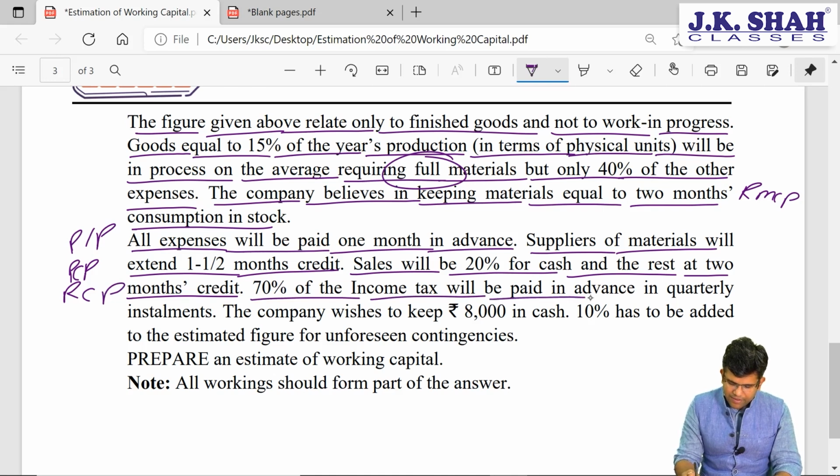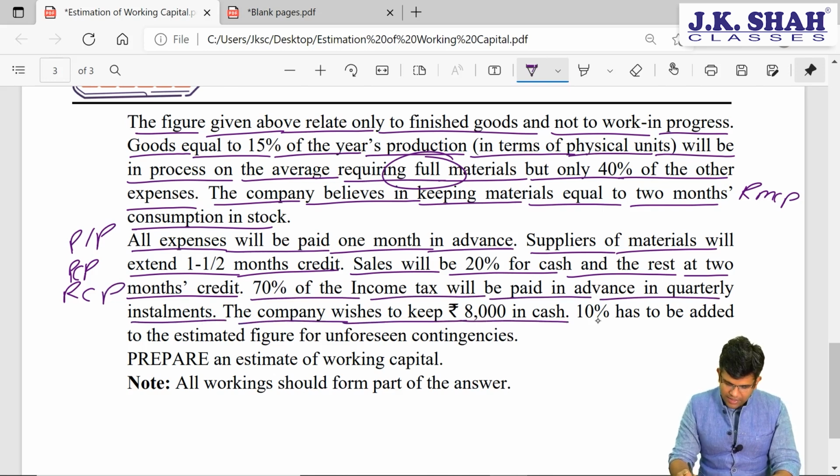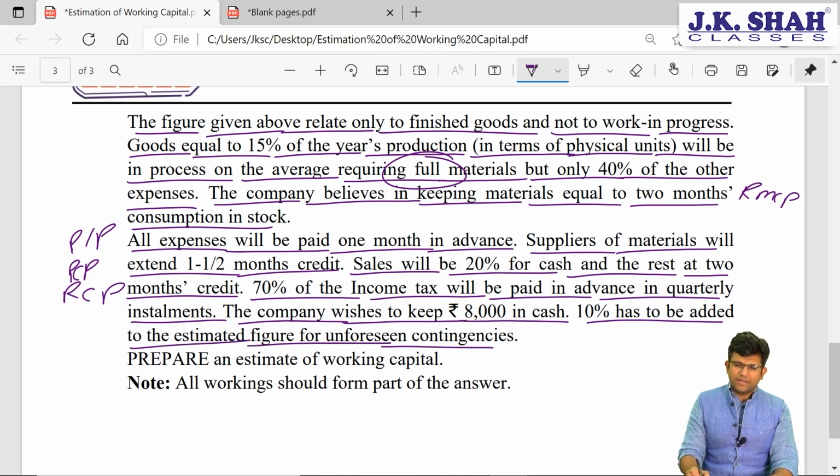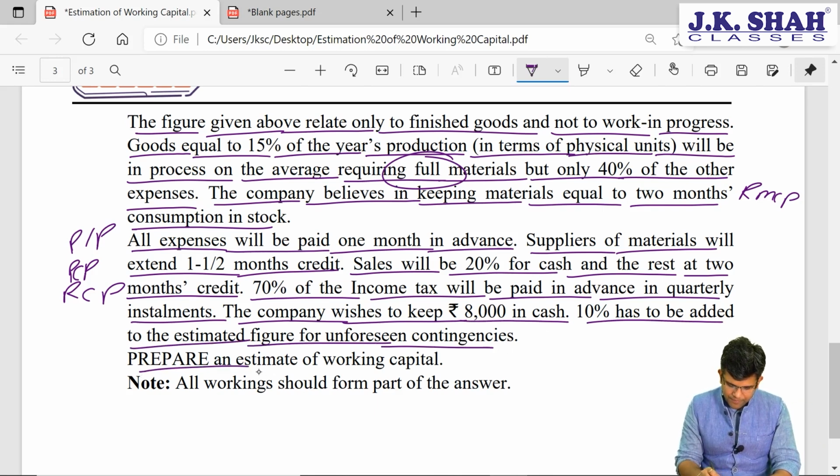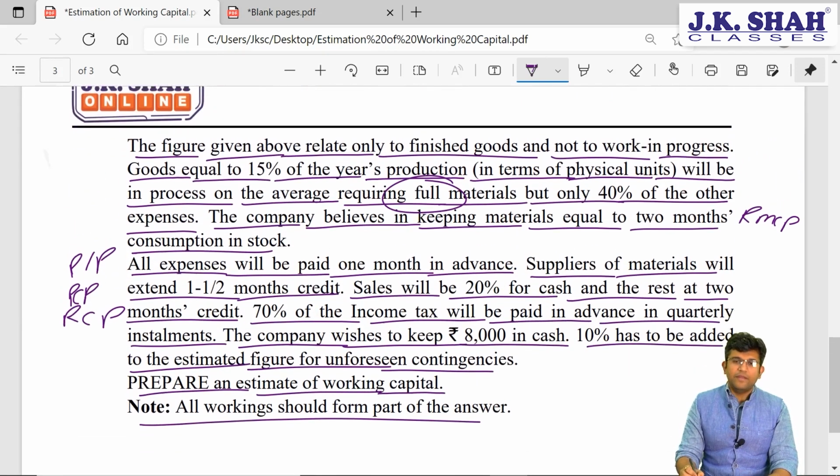70% of the income tax will be paid in advance in quarterly installments. We'll deal about this in some time. The company wishes to keep 8,000 in cash. This is your cash. 10% has to be added to the estimated figure for unforeseen circumstances. This is your safety margin, right? At the end, you will add 10% for safety margin. Prepare an estimate of working capital. All working should form part of the answer.